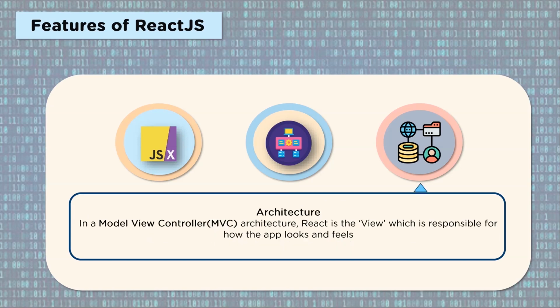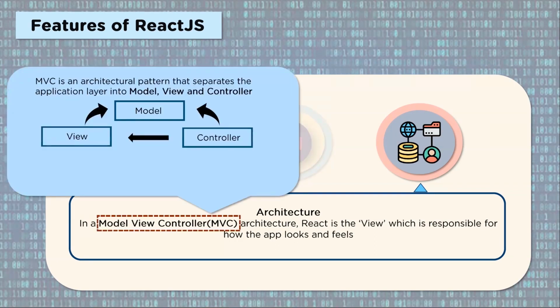ReactJS uses a model view controller based architecture, where React sits at the view, which is responsible for how the application looks and feels. In an MVC architecture, the controller will map to the functional flow of the application, and the model will map to the data store or the data mapping mechanism in your app, while the view maps to the HTML templates that are rendered on the screen.